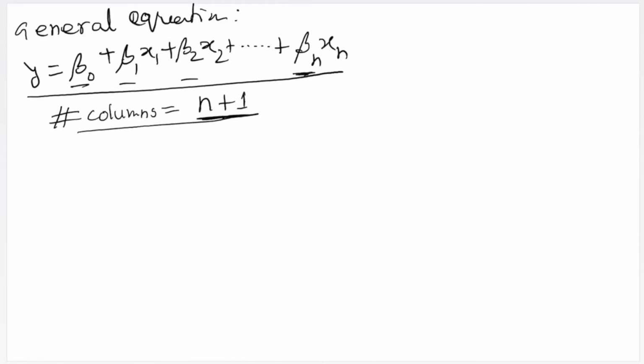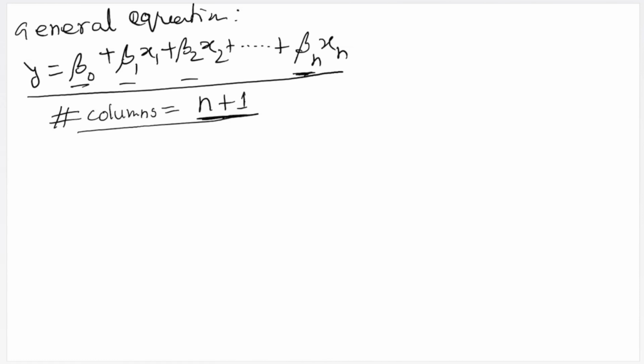That means this equation has a maximum degree of 1. That means all these independent variables have a power of 1. So x1 has a power of 1, x2 has a power of 1, x3 has a power of 1, xn has a power of 1.